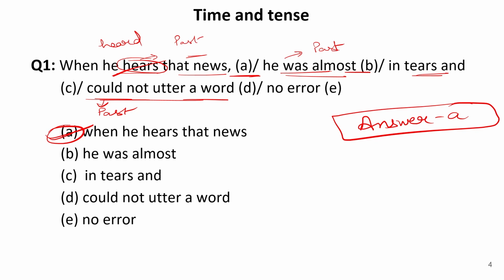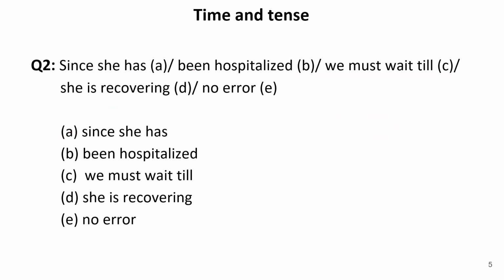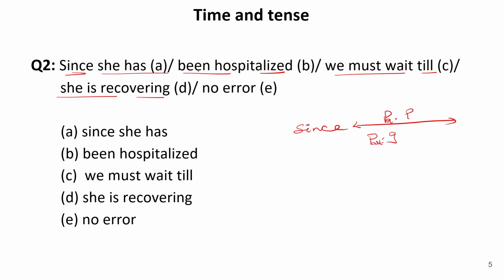Now, let us move to the next one. Since he has been hospitalized, we must wait till she is recovering. Now, whenever we form a sentence using since, the first part is formed in present perfect tense and the remaining in past indefinite tense. Generally, this is past indefinite and this is present perfect.